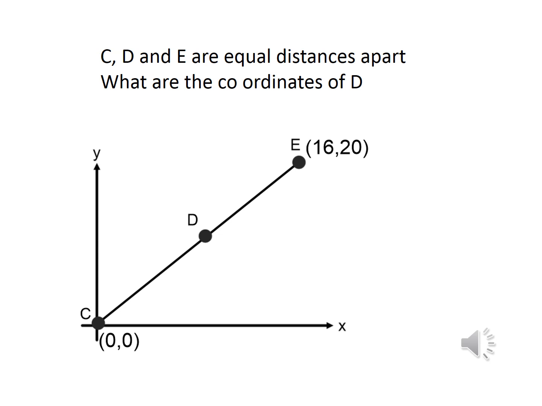Here's another type of example where we can use what we are told in the question and what we understand about coordinates. See if you can work out what the coordinates of D are. It's really important that we're told that C, D and E are equal distances apart. That's really, really important, and you'll see why in a second.